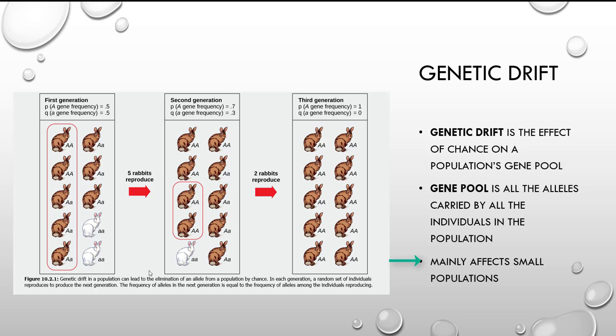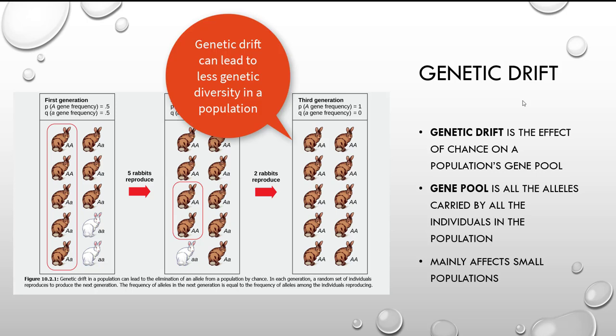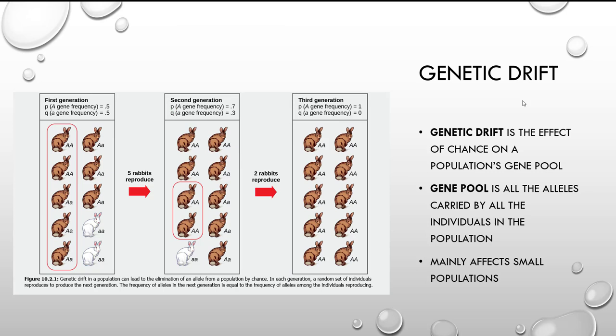Okay, and like the video talked about, genetic drift affects small populations. Okay, so this population only had 10 rabbits in it. So if this was a population of 1 million bunnies, then it's not going to show the same effect. But if it only has 10 rabbits, then you can see just in 3 generations we've completely eliminated this allele, this white color allele. So genetic drift can actually lead to less diversity within a population. And it's completely due to random chance, okay?